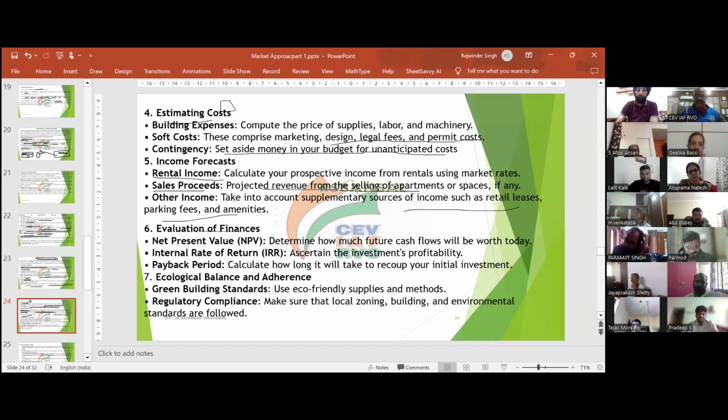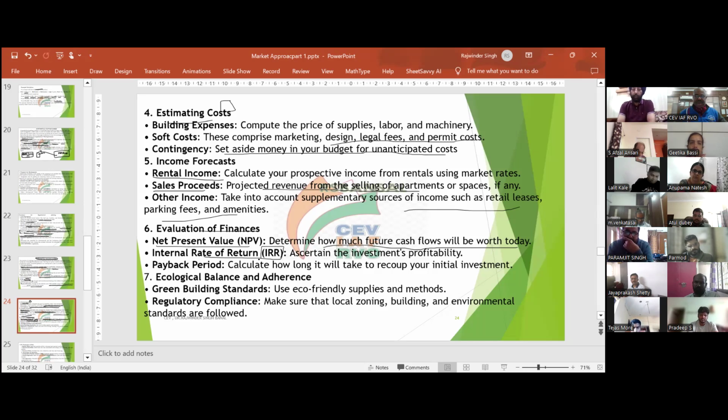Then evaluation of finances. So first thing you have to find is net present value. Determine how much future cash flows will be worth today. Then internal rate of return. This we will do in case studies. So basically internal rate of return is that rate at which net present value is zero. Internal rate of return, that rate.